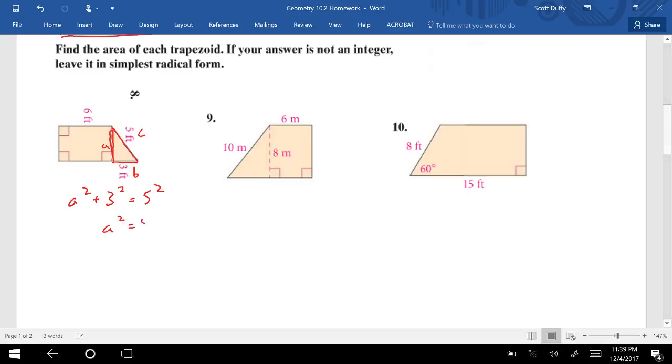A squared is equal to 5 squared minus 3 squared. 5 squared is 25 minus 3 squared. That would be 25 minus 9, which is 16, which makes A the square root of 16, or 4. So we have a height of 4, and then the other side, this would be 6. So altogether, it is 9 on the base.